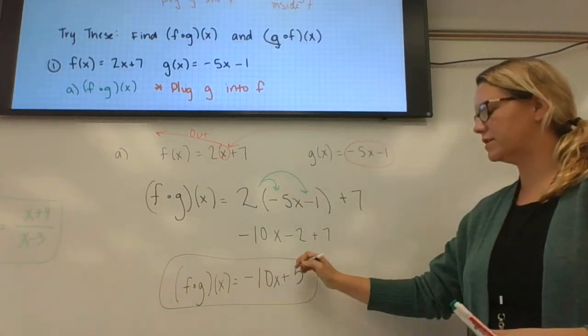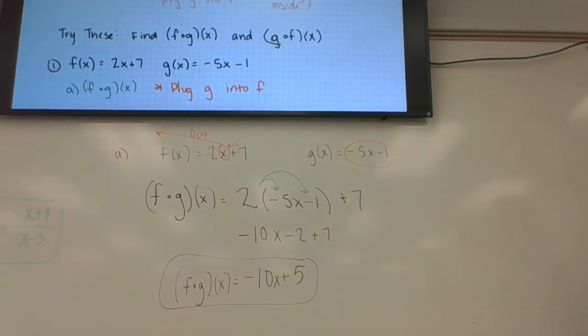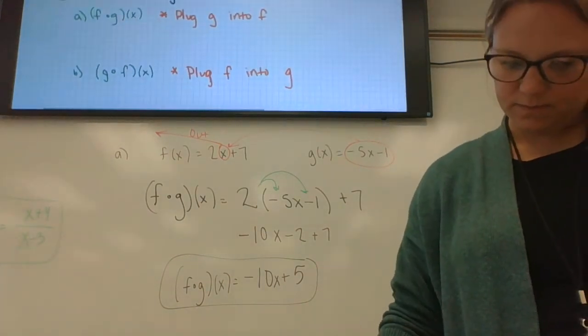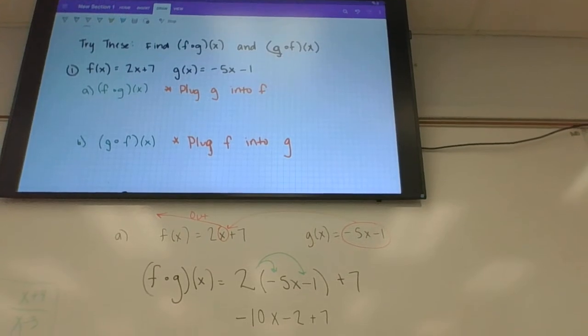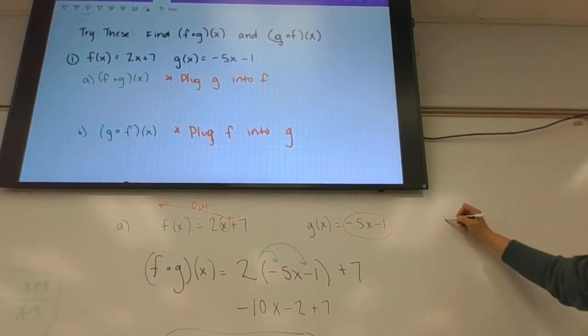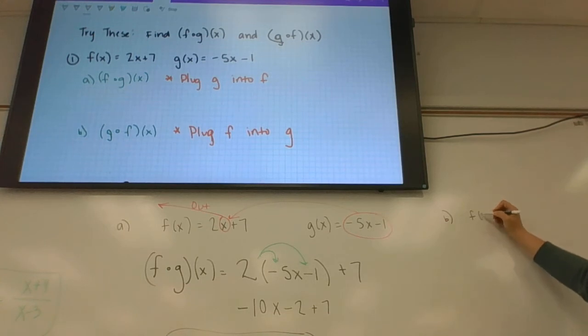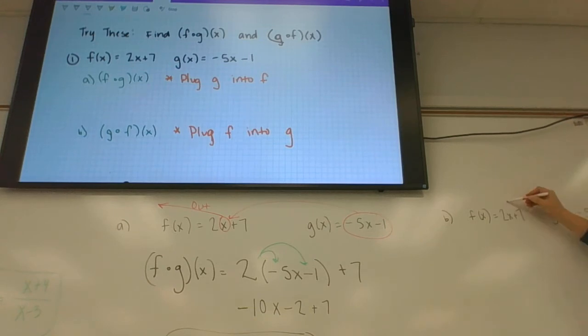This is f of g of x right here. And then you go the other way. Plug g into f. So you replace the x in g with the... So this time I take this one out, and I put all of this right in.